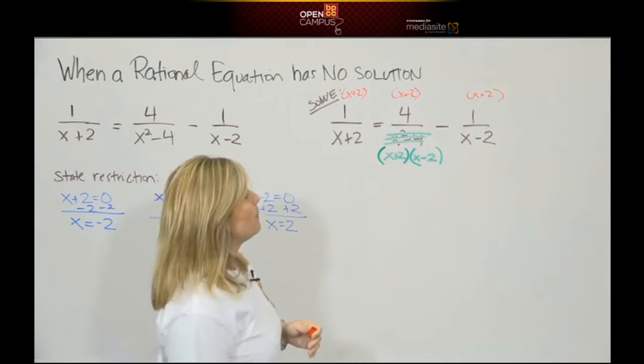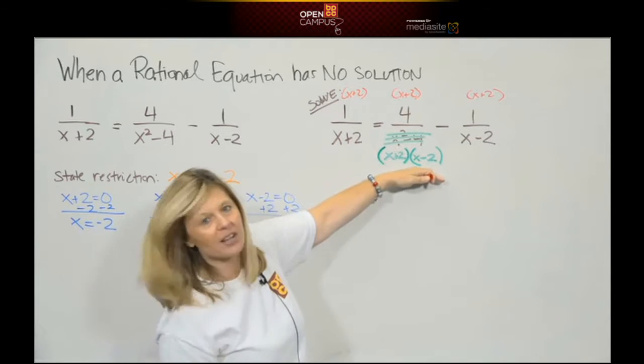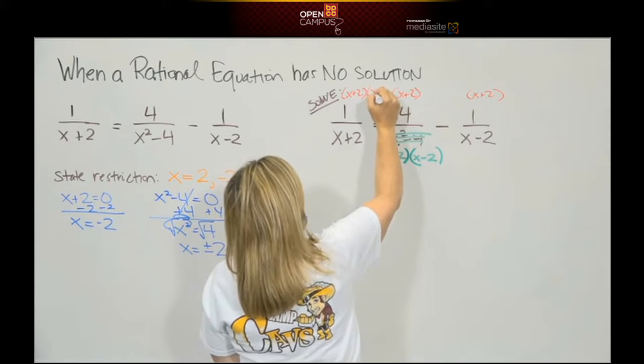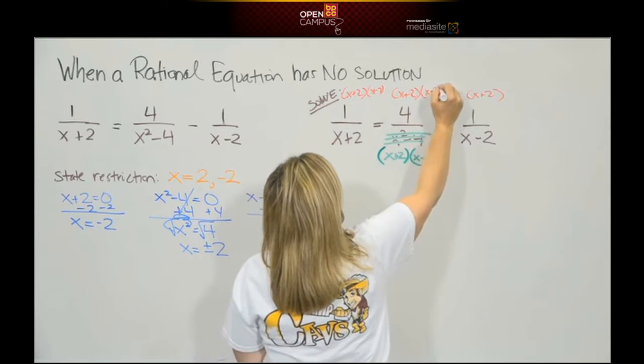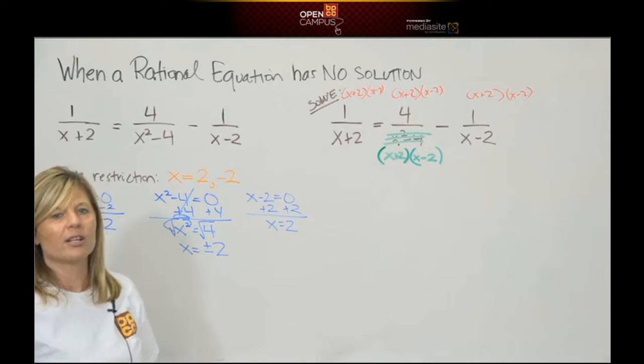That's not my only prime piece. I have no x minus 2's. I have 1 x minus 2. I have 1 x minus 2. So I also need 1 x minus 2. So your LCD is x plus 2 times x minus 2.